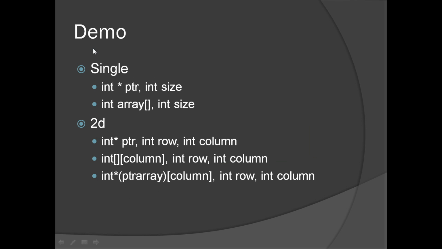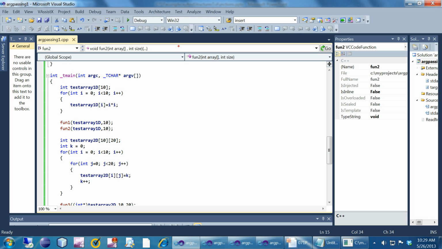We're going to see them in a demo. So let's consider the case of single dimensional array first. Single dimensional arrays are fairly straightforward. We have an array here and we are initializing it here, and as you can see, two functions are being called with exactly the same arguments, fun1 and fun2. All we are passing is the starting address of the array, or the name of the array, and the size of the array. So now let's have a look at the implementation.